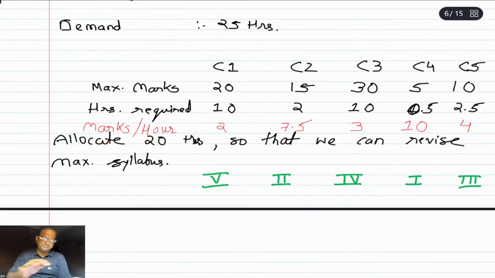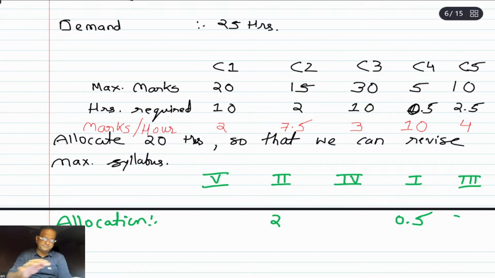So now, allocation. The first priority will definitely get the maximum hours they require. So the maximum hours is 0.5. So out of 20 hours, I am left with 19.5 hours. The second priority will be C2. How many hours does it require? It requires 2 hours. So after allocating chapter number 2 and chapter number 4, I am left with 17.5 hours.